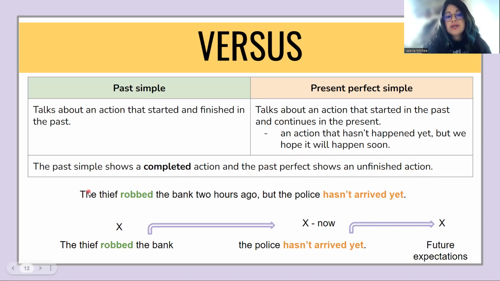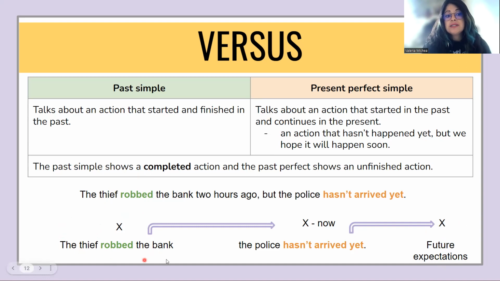So let's have a look at the example. The thief robbed the bank 2 hours ago. That's in the past, that's over. But the police hasn't arrived yet. So what do we have? In the previous examples, when we were practicing the past perfect simple, we were going from the present to the past. Now we are going from the past to the present and leaving open our future expectations.